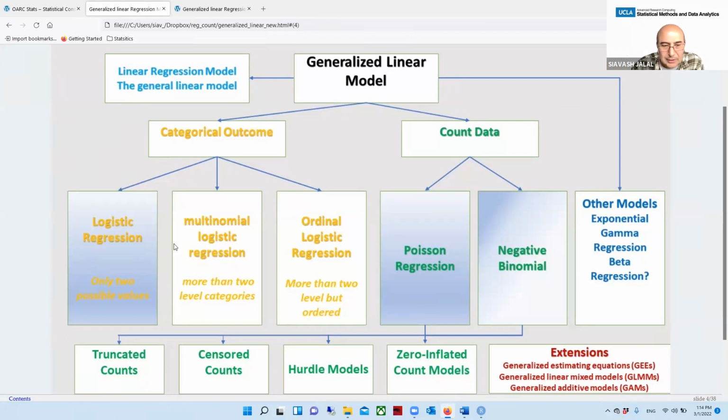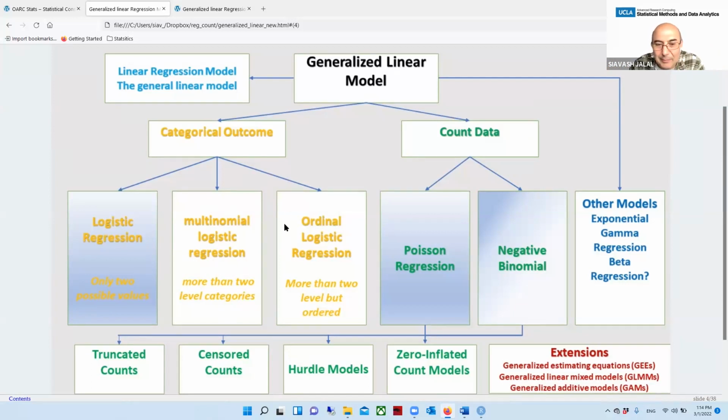R really doesn't care in this case, as R treats a dichotomous variable also as a 0, 1 variable. There is multinomial logistic regression when the outcome has more than 2 levels, 3 or 4 levels. And for this model, you need to estimate lots more parameters. We are not going over this model also.